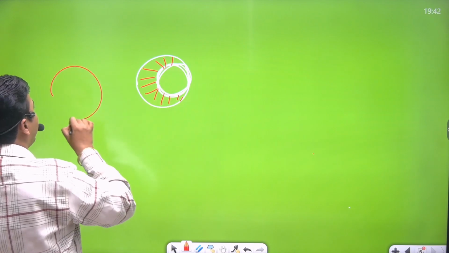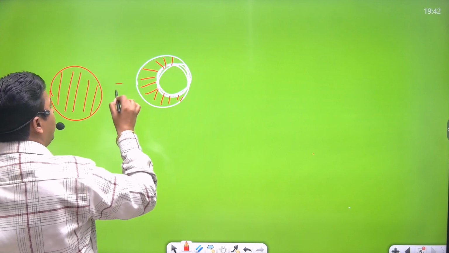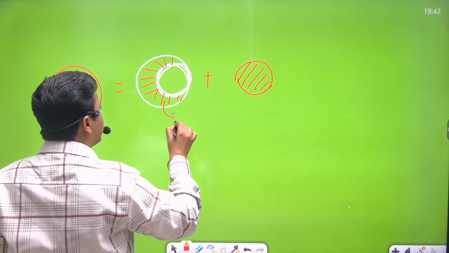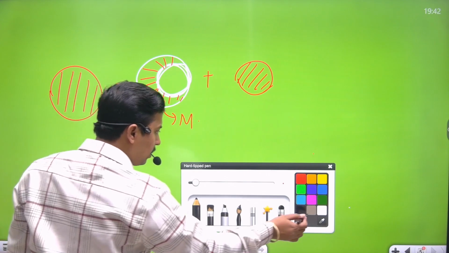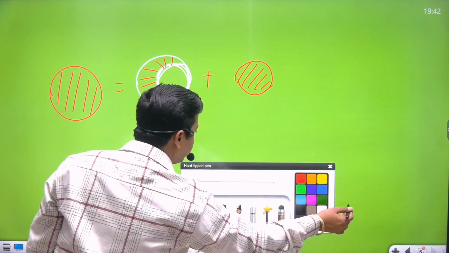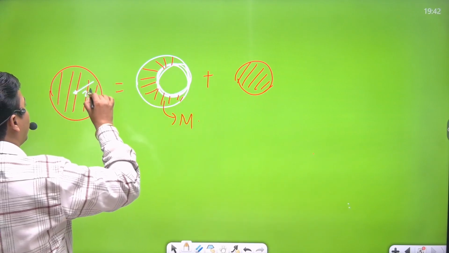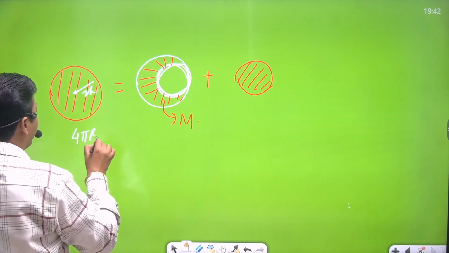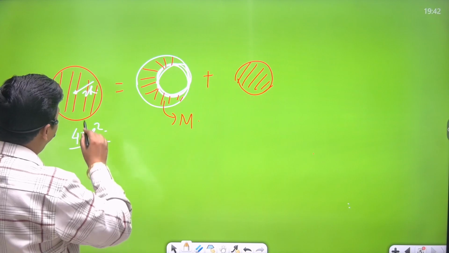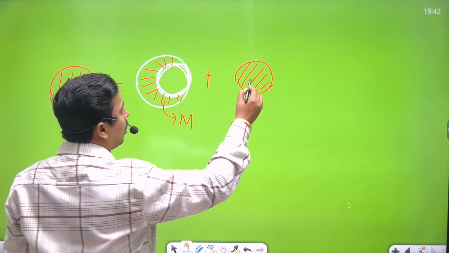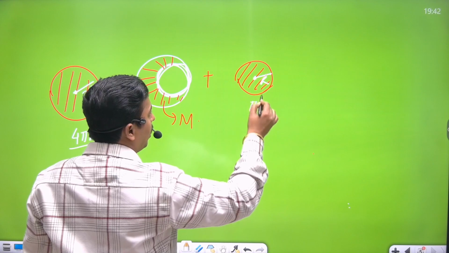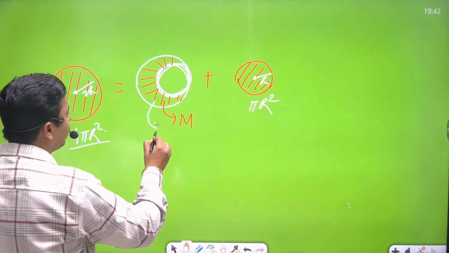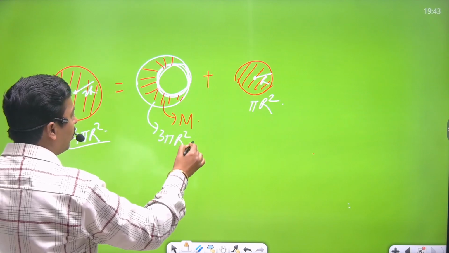So this whole body was actually equal to this plus this. Let us suppose it has the mass capital M. First see that it has a radius 2r, so it has the area pi into 2r square, 4 pi r square. This has radius r, so its area will be pi r square. So the remaining area will be 3 pi r square.